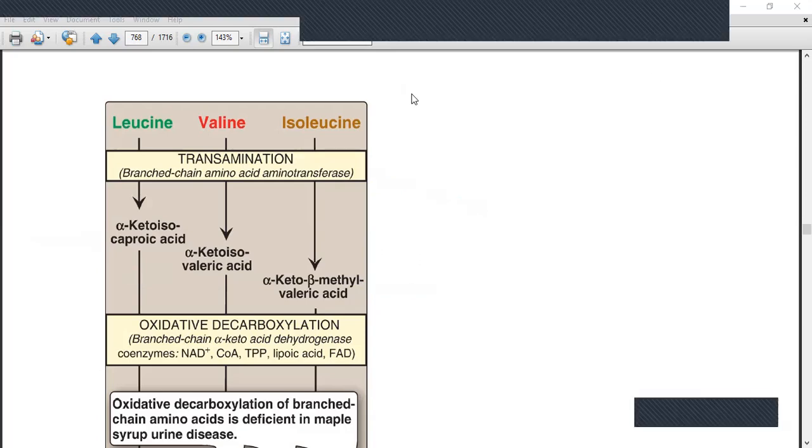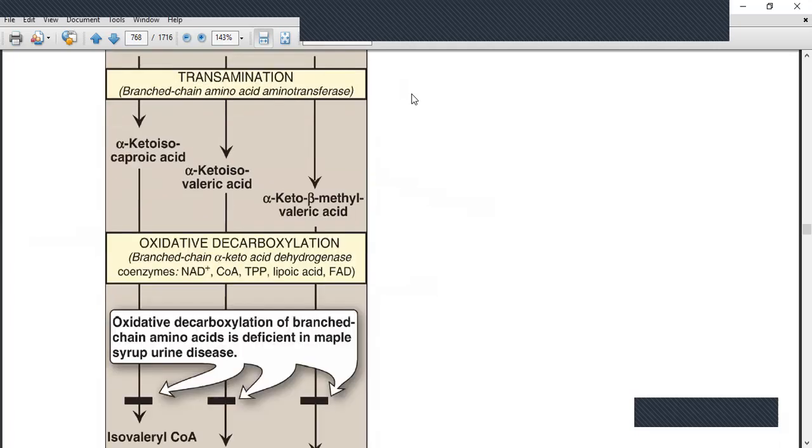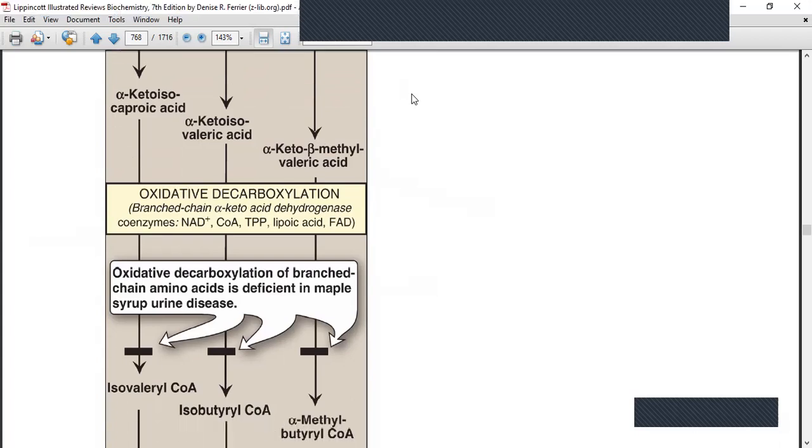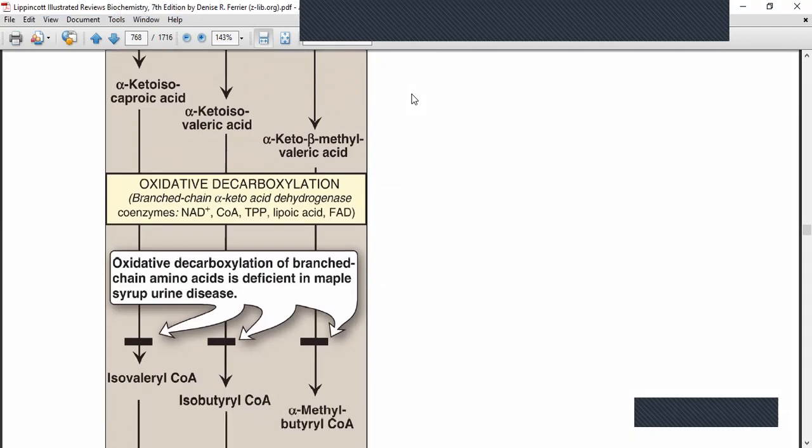What next? After formation of the alpha keto acids, which is catalyzed by branched chain amino acid aminotransferase, these alpha keto acids undergo oxidative decarboxylation. This reaction is catalyzed by the branched chain alpha keto acid dehydrogenase, which is synonymous with the pyruvate dehydrogenase complex enzyme.